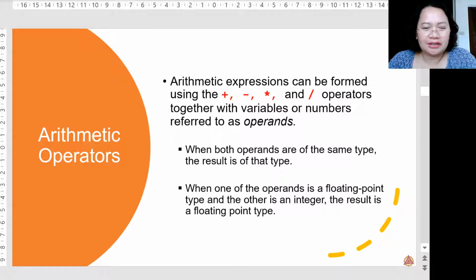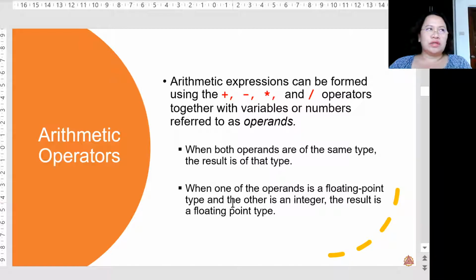Hello, so we are now in slide number 43. Slowly but surely. So, arithmetic operators. Of course, since you're elementary, you know that there are four basic arithmetic operators, diba? You have plus, minus, multiply, and division.